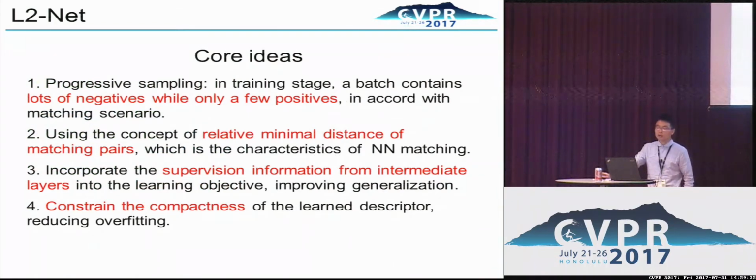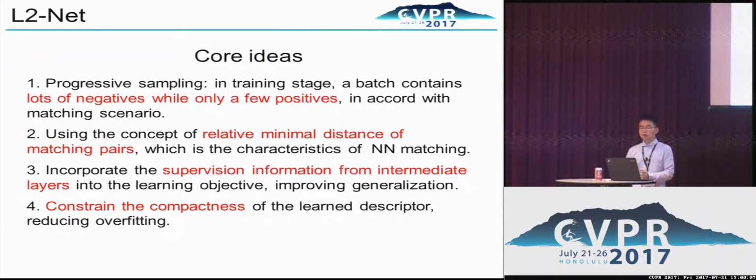Firstly, it utilizes a progressive sampling strategy in the training stage. This sampling strategy ensures a batch contains lots of negatives while only a few positives. This is in accordance with the matching scenario. Secondly, it incorporates the concept of the relative minimal distance of the matching pairs. This models the characteristic of nearest neighbor matching.